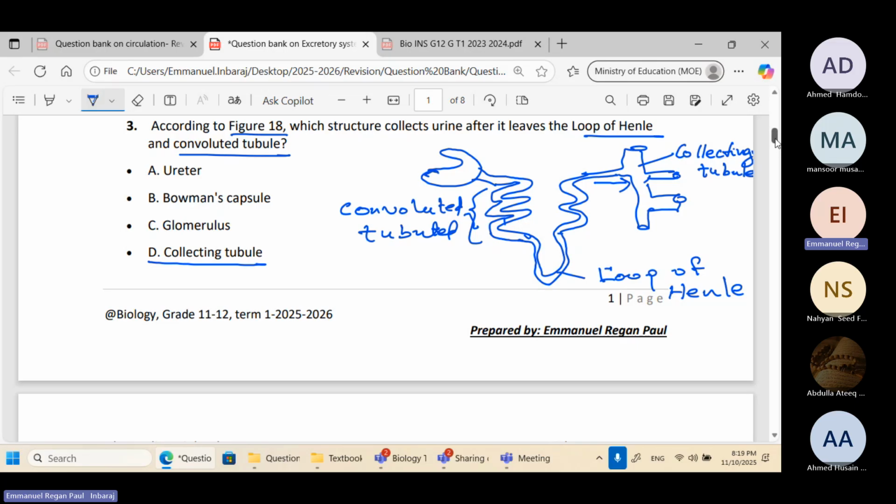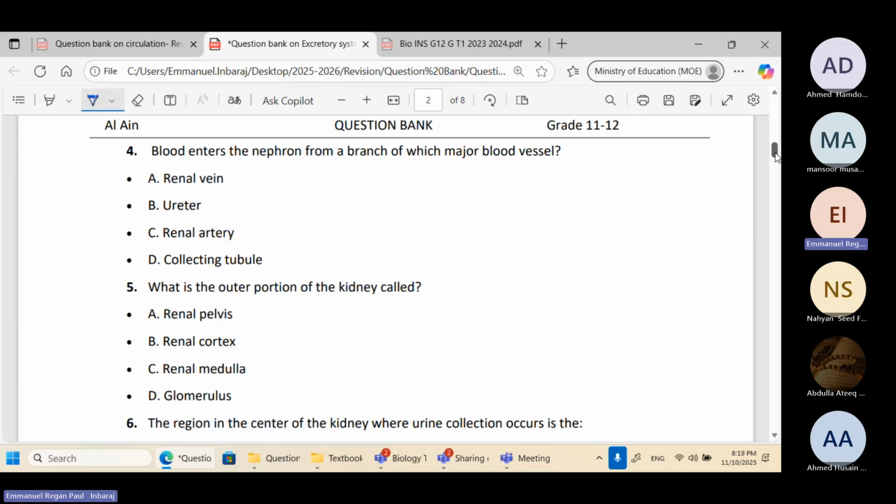Okay, let's go to the next question. The blood enters the nephron from a branch of a major blood vessel. What is the name of the blood vessel which enters into the nephron? Artery, or what? Artery. Yes. So which one? The renal artery.